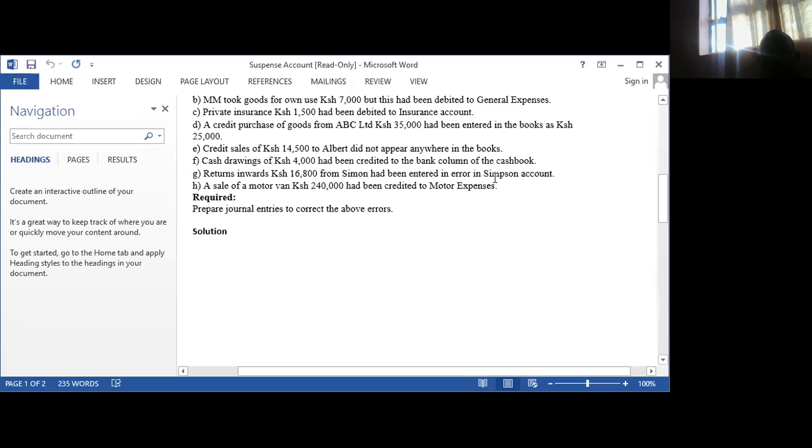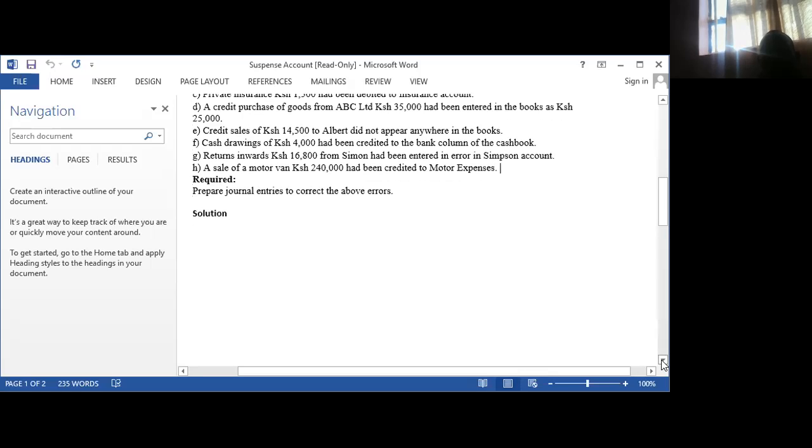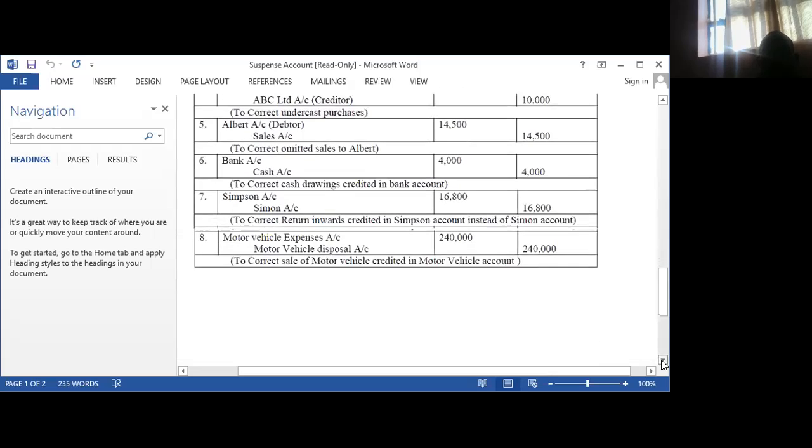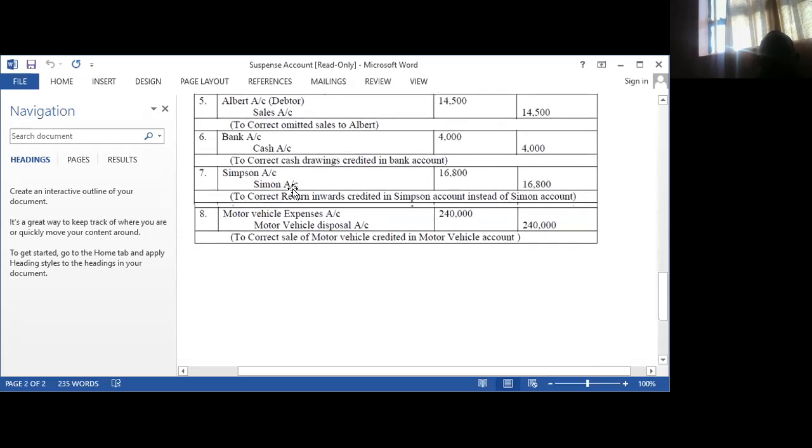Because Simpson was credited by mistake, we shall debit him back and then we credit Simon because he's the person who was supposed to be credited. So we debit Simpson, then we credit Simon. Like that. That's how we normally correct those errors. As simple as that, and then you are done.